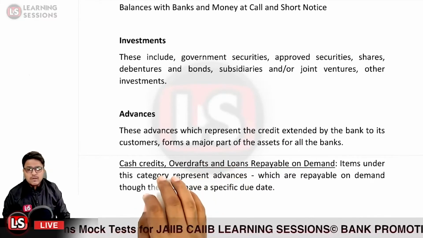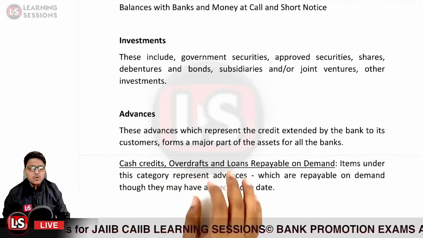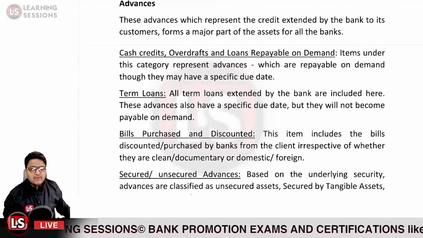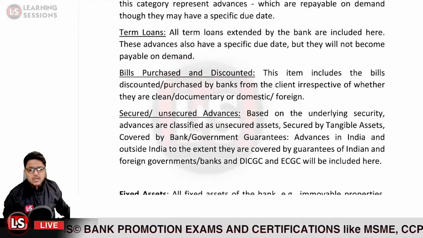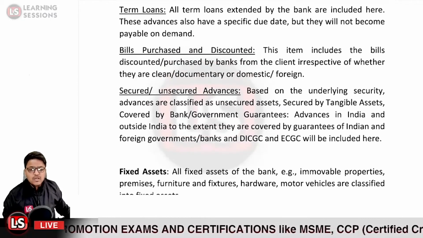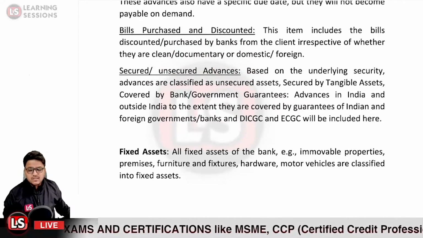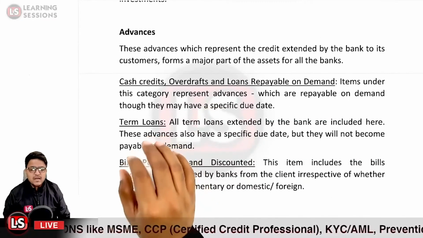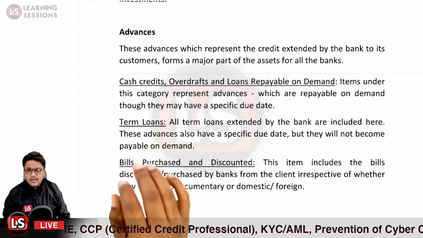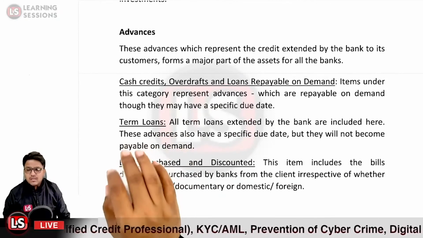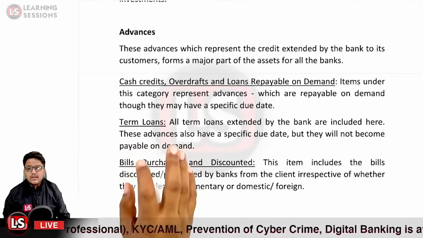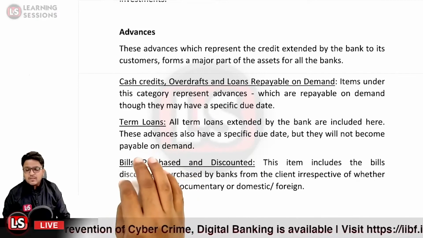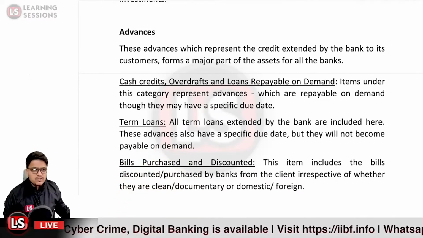Fund based assets like cash credit, overdraft, and loans repayable on demand will be covered here. Further, secured and unsecured advances are also mentioned in the balance sheet. Let me clear one point about advances: the contingent liabilities, related to letters of credit, bank guarantees and others, will not be indicated under the advances section, and will be mentioned separately.